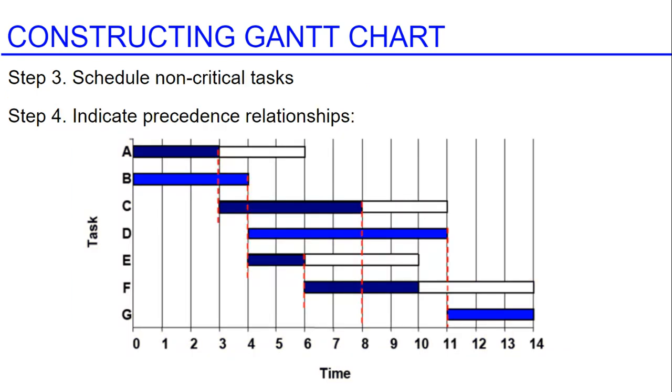Step number 3 is to schedule your non-critical tasks at the earliest starting times. And step number 4 is to indicate precedence relationships between those tasks. And so you can see here, we took our scheduled non-critical tasks A, C, E, and F, and we showed where those relationships are, right? So A's non-critical task does not start until 3. So that means everything in A that is prior to time 3 is a critical task. Okay, and then you can also see that we were indicating precedence relationships by our dashed lines.